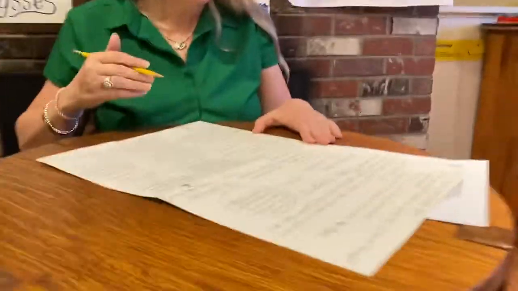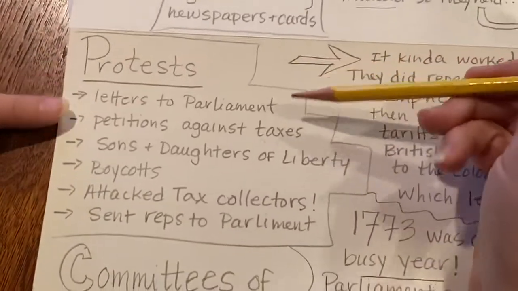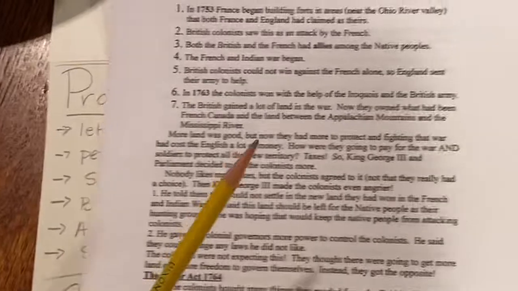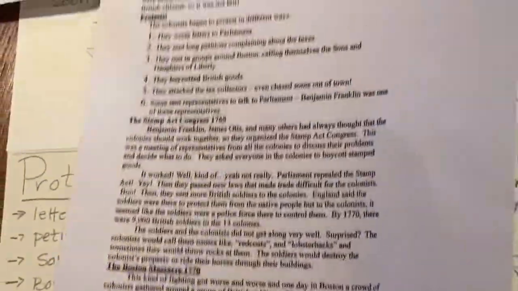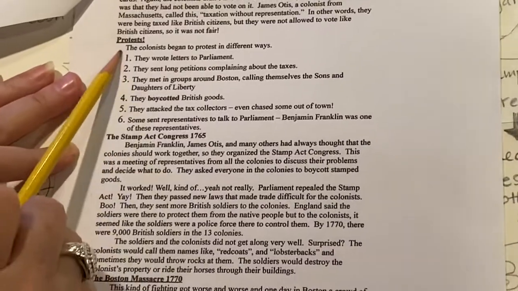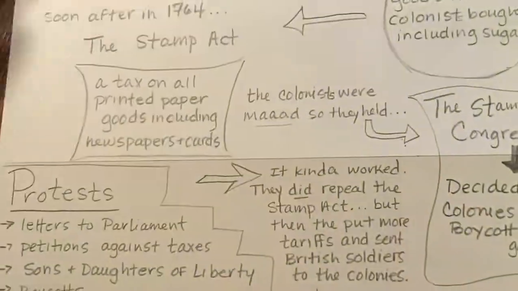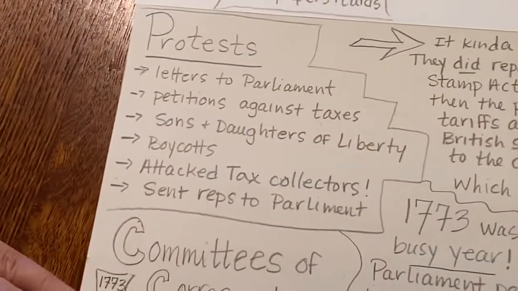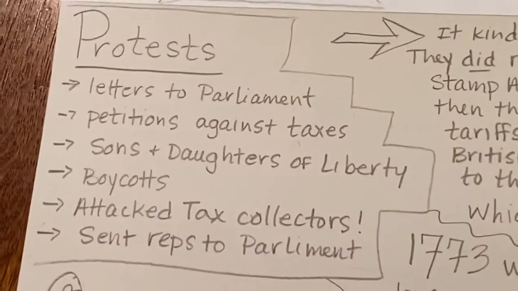So cameraman, come on over here. So I just listed the different ways that they protested, and if you remember on our document, I think it's the second page, we have listed all the ways that they protest. So I just made a list with arrows, and then I kind of blocked it in like that.